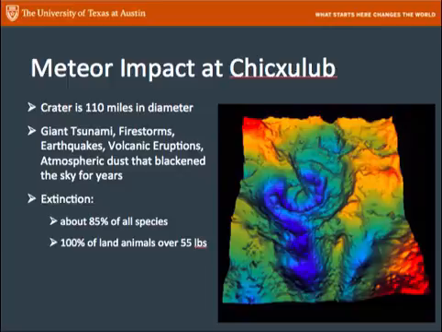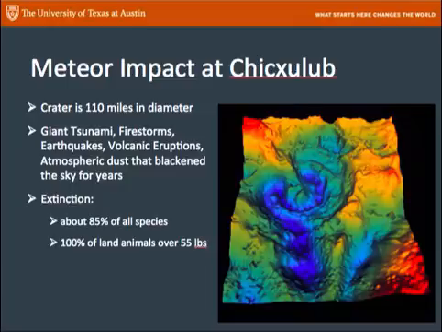So what caused the mass extinction at the end of the Mesozoic era? Well, that was a meteor impact. And we've found the meteor crater at a place called Chicxulub, which is in the Gulf of Mexico, just off of the coast of Mexico. The crater is 110 miles in diameter.